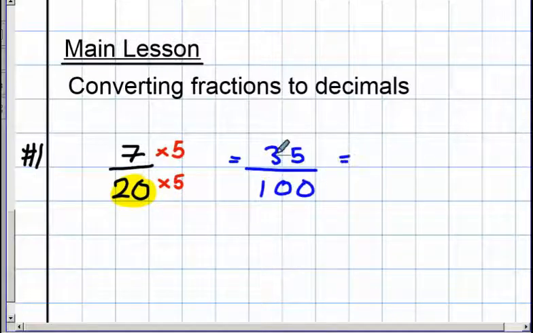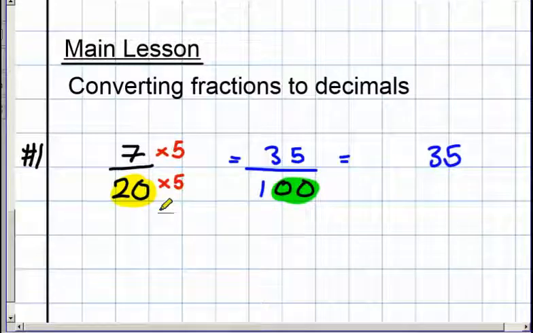As a decimal, you write the numerator, the top part, and then the number of zeros in the denominator tells you how many figures have to be after the decimal point. There are 2 zeros, so my answer needs 2 figures after the decimal point. So I've got the figure 3 and the figure 5 in that order after the decimal point, and put a 0 in front.